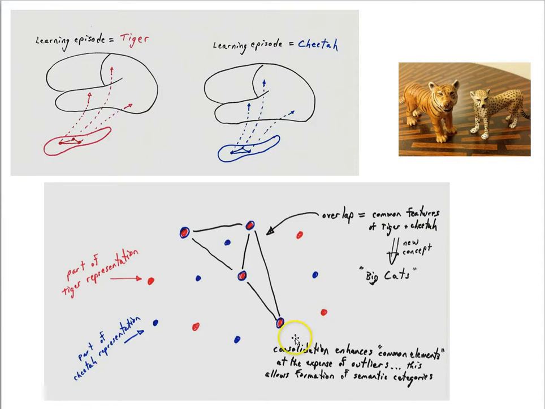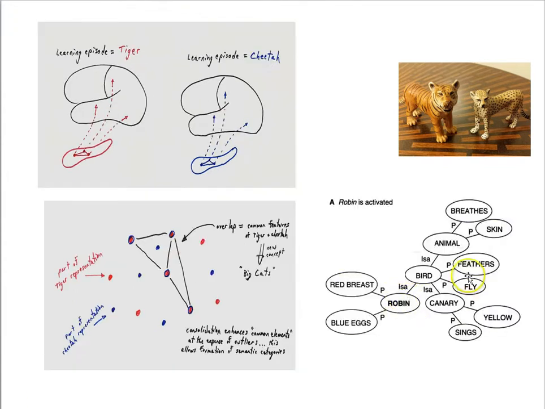And researchers also suspect that the consolidation process itself enhances the common elements at the expense of outliers, and this allows for the formation of semantic categories. So maybe consolidation is helping the semantic memory system find these commonalities. And when you find the commonalities between tigers and cheetahs, it allows you to set up new categories like big cats. So back to our little diagram like this, we know that birds are animals.